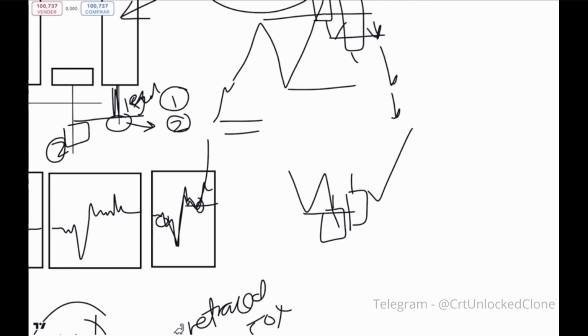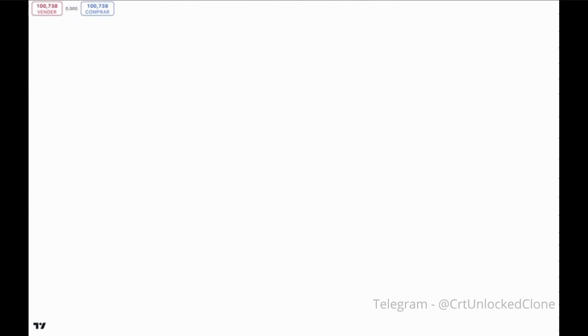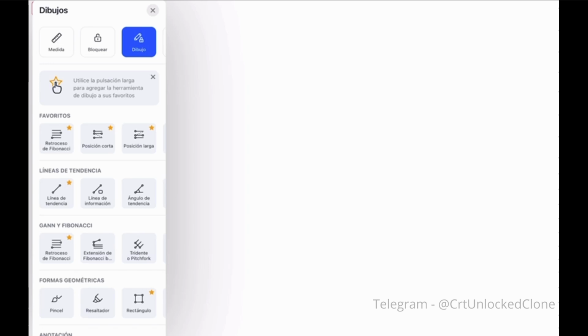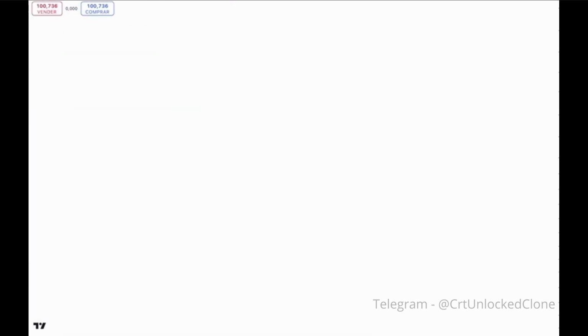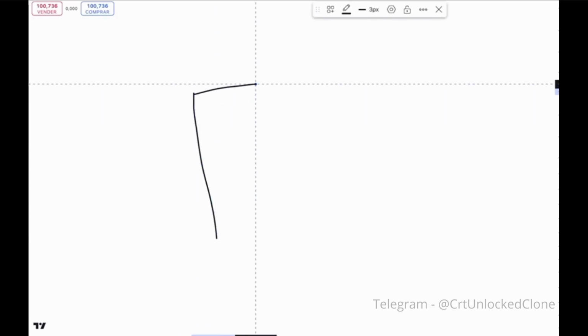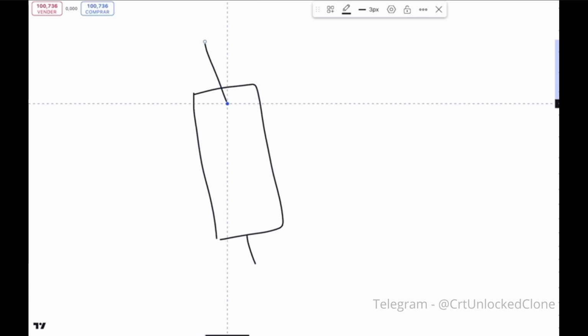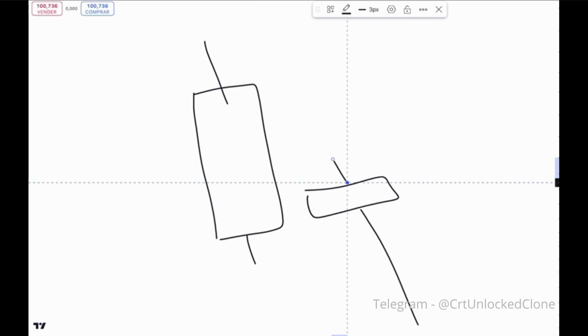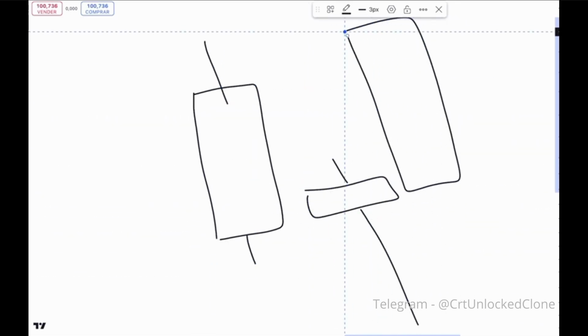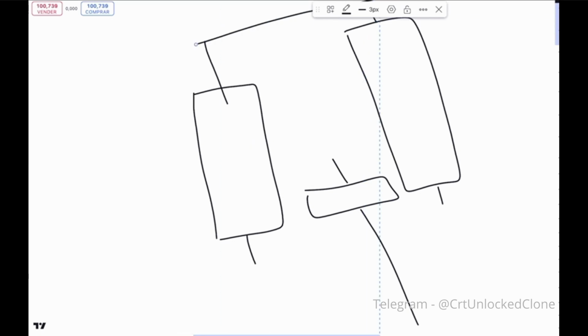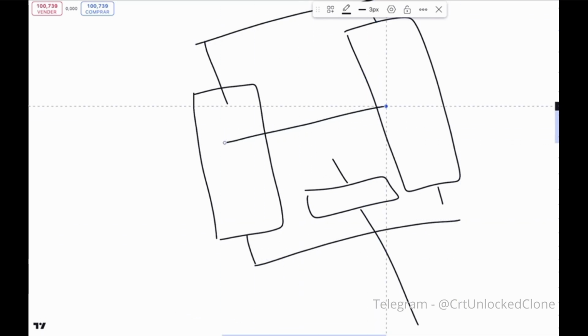Now, as to the relationship of CRT and ICT, CRT is a concept heavily based on ICT. But it also has to be said that it is a refinement and improvement of ICT. CRT is the best way to determine the draw on liquidity. That's why you see many of these ICT traders will start using it the way I do. So first, 50%, super important.